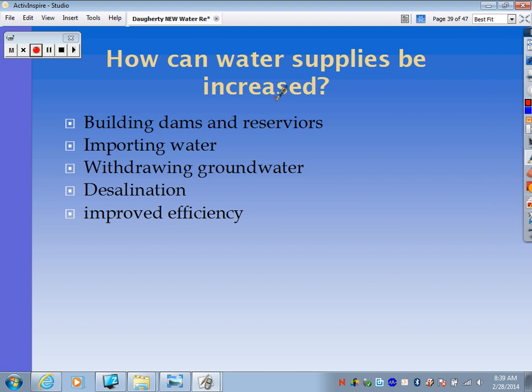How can water supplies be increased? And again, this could be kind of back and forth here, but building dams and reservoirs could increase water in certain areas, but it might decrease water in other places. Importing water from other areas, having it diverted from another area, withdrawing groundwater, but that has to be done at an appropriate rate. Desalination, turning salt water into fresh water. Improved efficiency of using water.